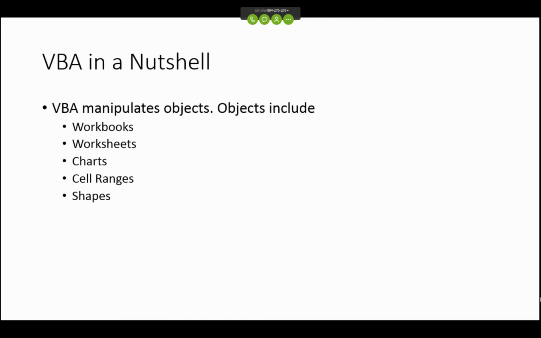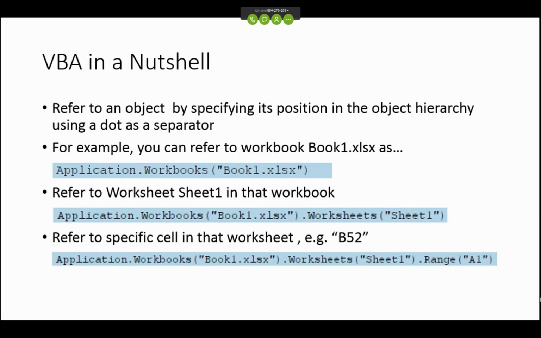So let's say we're writing a program and I want to refer to a specific workbook on my computer. And the workbook is called book1.xlsx, okay? So how do I write a program and refer to that workbook? Well, I start at the top of the hierarchy, which was application, which is Excel, okay? Then I go into the workbooks collection and I pass as a parameter the name of the workbook. That refers to my workbook.